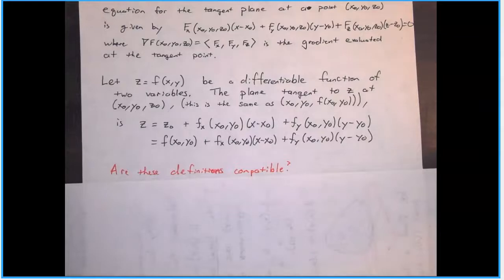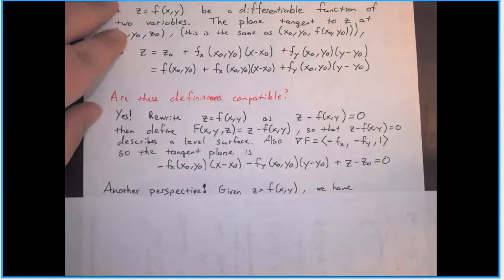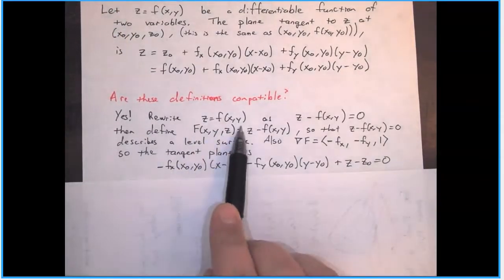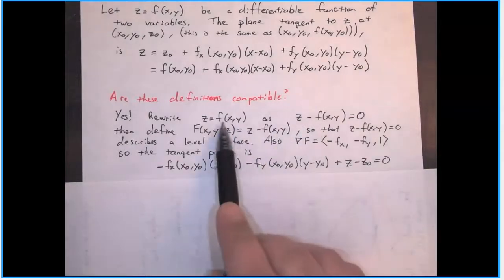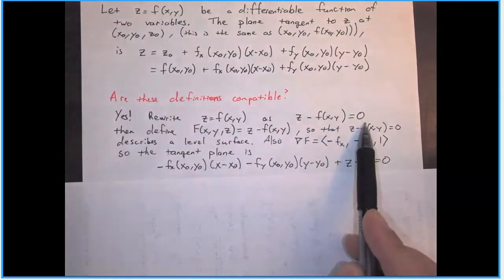Now, a natural question would be, are these definitions compatible? Have I just defined something new, or is this exactly the same thing, just with a different context? And they're the same. So to get an idea of this, let's take a look at something. If I were to take this function, z equals f of x, y, and I were to rewrite it, just subtract f of x, y from both sides, I get z minus f of x, y equals 0.